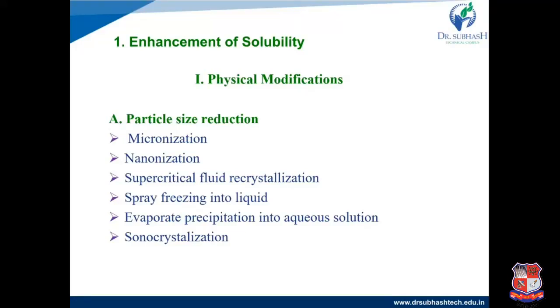The second one is nanonization. We go for micronization into micron size; in nanonization we go further, reducing the size into the nano range. The drug particle is converted into nanoparticles or nanocrystals, up to a size of 200 to 600 nanometers, and we can form nanosuspension type dosage forms. The next one is supercritical fluid recrystallization. The supercritical fluid technique is also used for particle size reduction. It is a novel nanosizing or solubilizing technique.